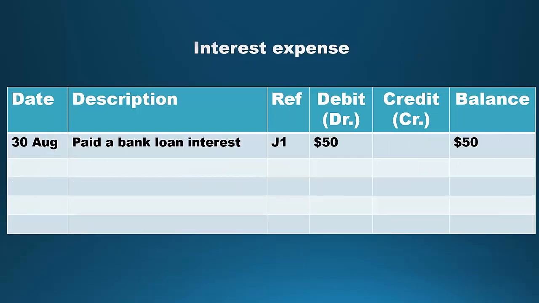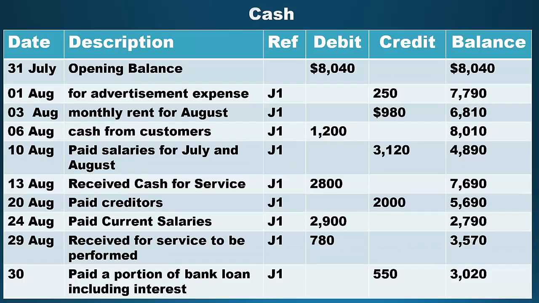Interest expense ledger. 1. Write the date. 2. Narrative. Add the narrative. Recorded interest expense on loan payment. 3. Reference. Include the journal reference, J1. 4. Amount. Enter $50 in the debit column. We debit interest expense because the company incurred a cost for borrowing, and increases to expenses are recorded on the debit side.